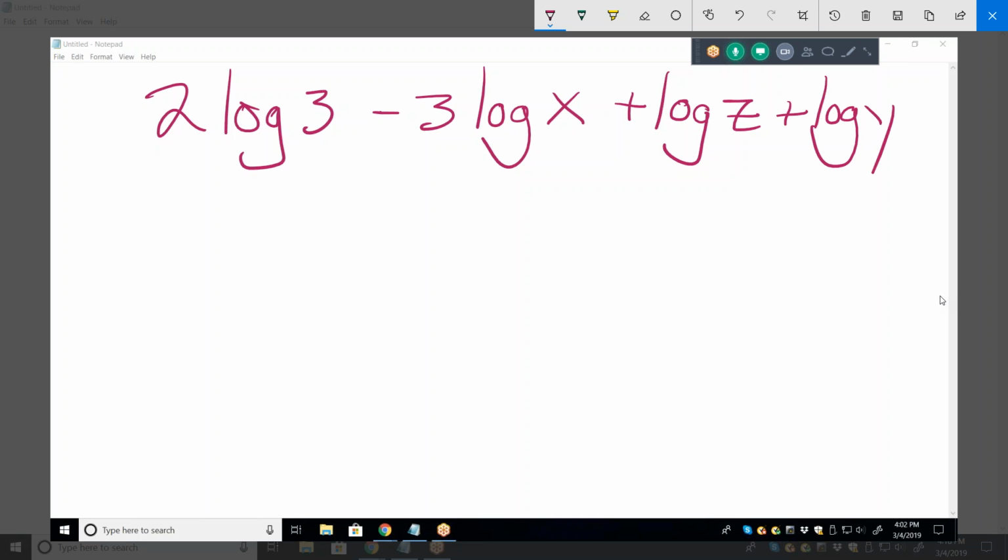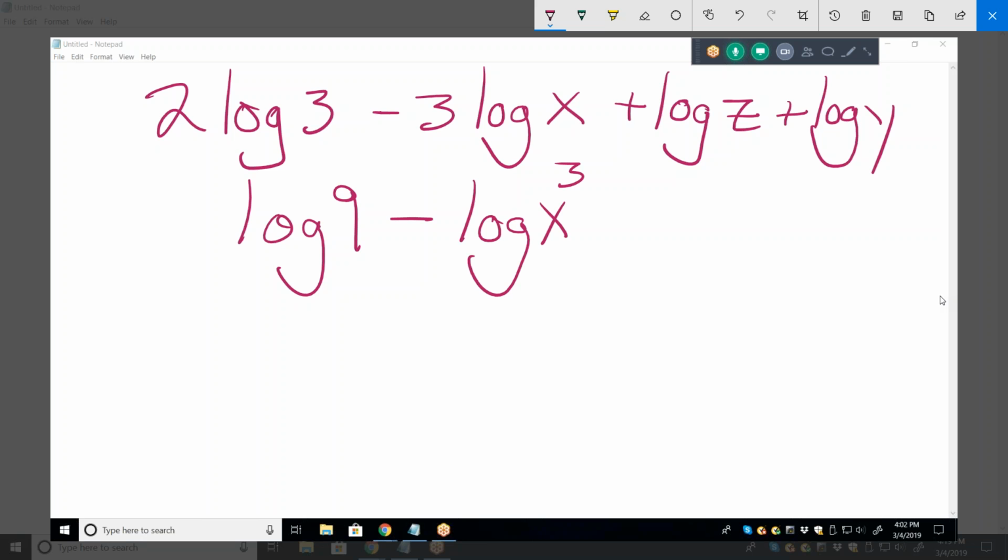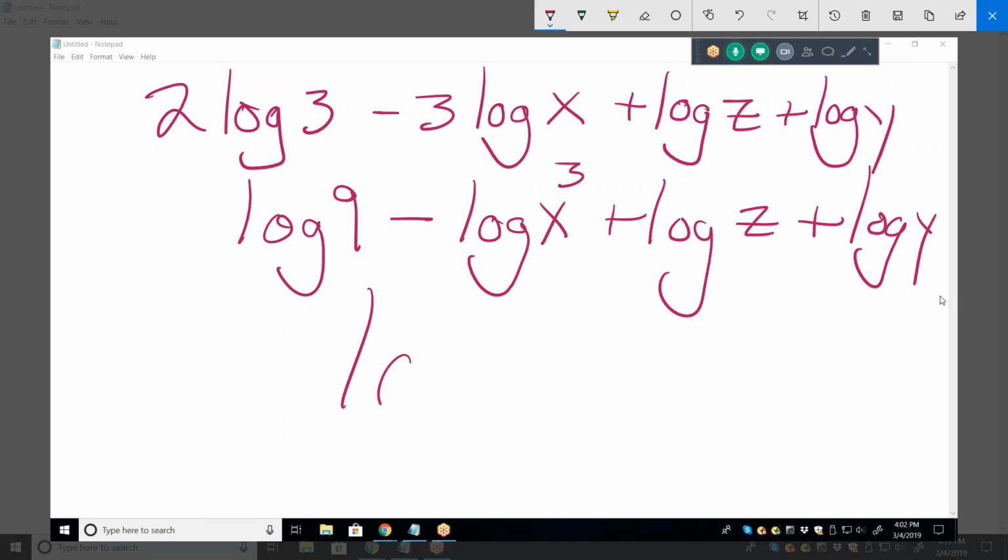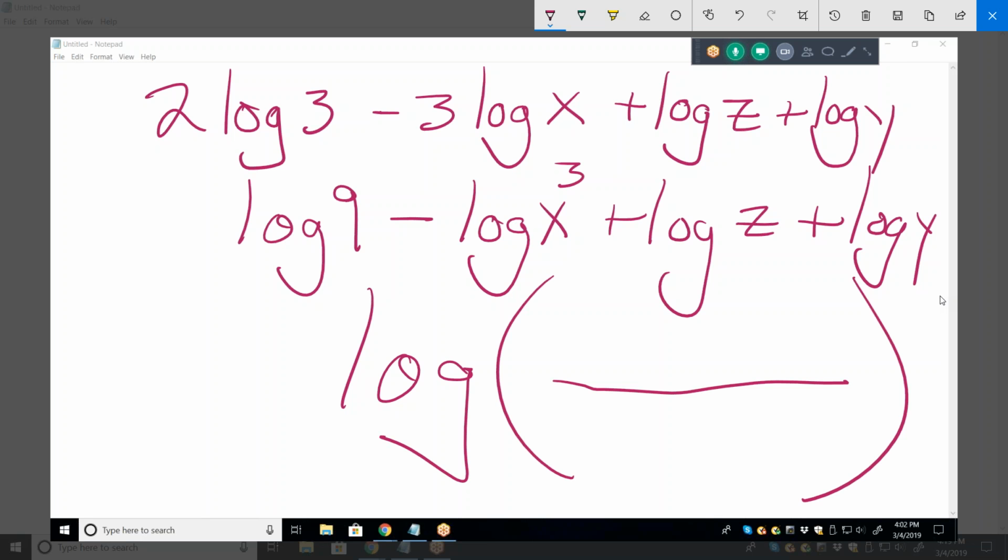Let's do it one at a time this time. Maybe square it, so log of 9, minus log of x cubed, plus log of z plus log of y. And now it's really easy to condense all into one log expression. 9.